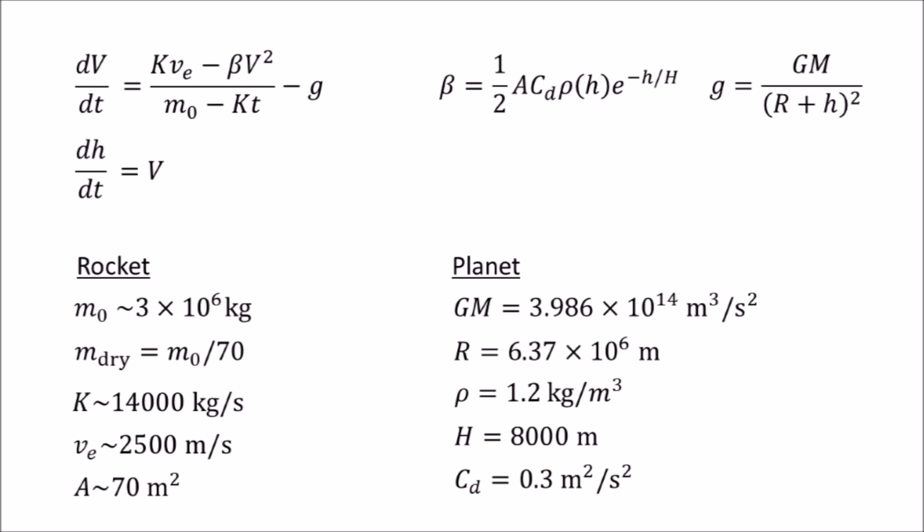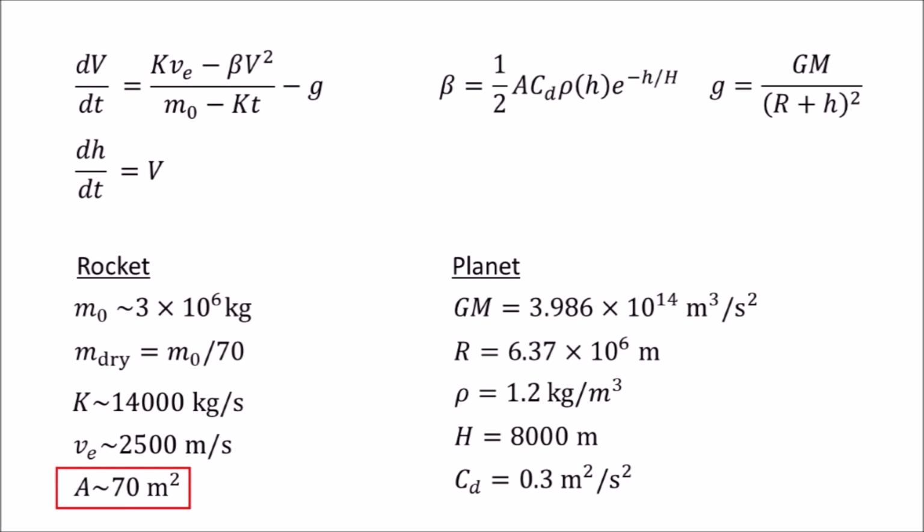So, on the left here, we have the parameters of the rocket itself. I looked up these numbers for the Saturn V rocket, the one that carried astronauts to the moon. It's a massive rocket with m0, the total mass, of 3 million kilograms, of which only 1.4% is the dry mass. The burn rate k on that rocket was about 14,000 kilograms per second, and the exhaust velocity was about 2,500 meters per second. The cross-sectional area of Saturn V was on average 70 square meters.